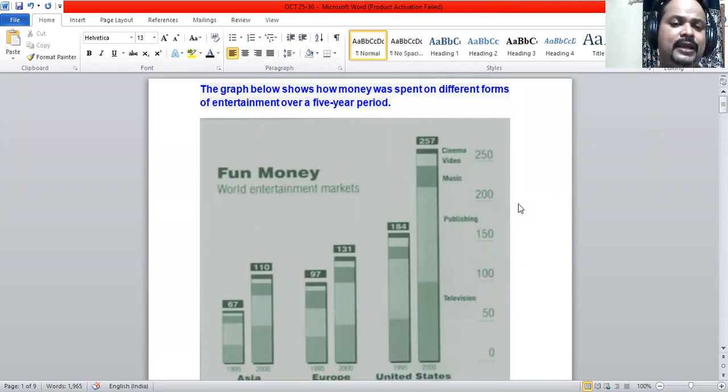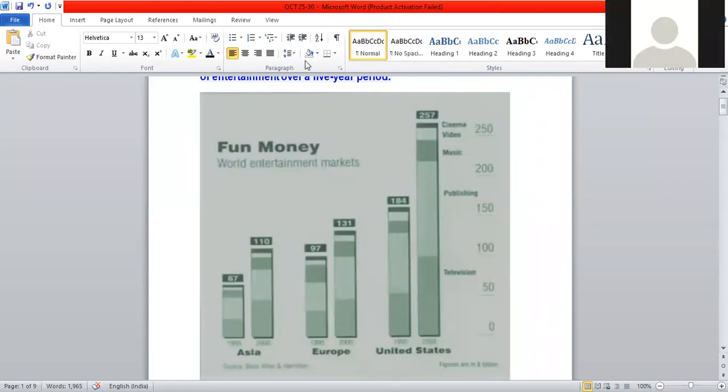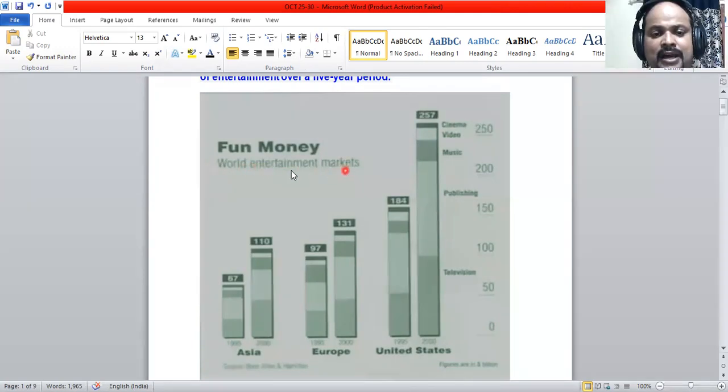Now we can see a bar graph showing the way the money is spent on different forms of entertainment over a 5-year period. So we can see the specific chart here. There we can say that the title is world entertainment markets, and the thing is money.